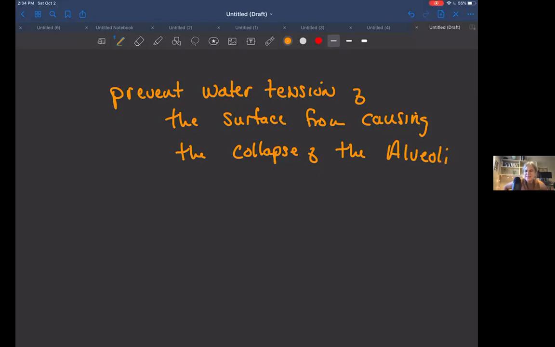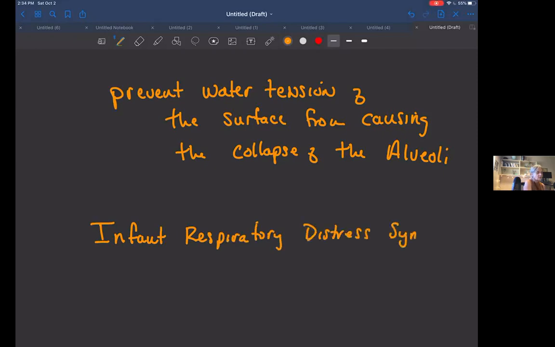Now, why is that even important? One of the things that happens to premature babies is that sometimes their lungs are not ready. They're not ready because their lungs have not started producing surfactant. So we have what is referred to as a syndrome called infant respiratory distress syndrome. So this is IRDS. This occurs in premature babies.